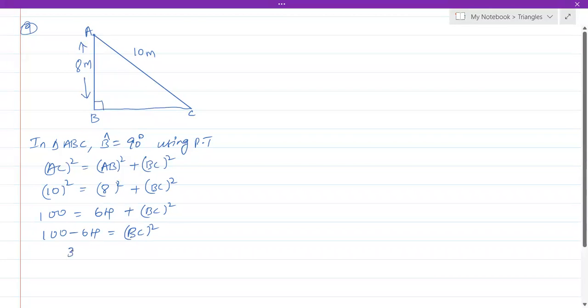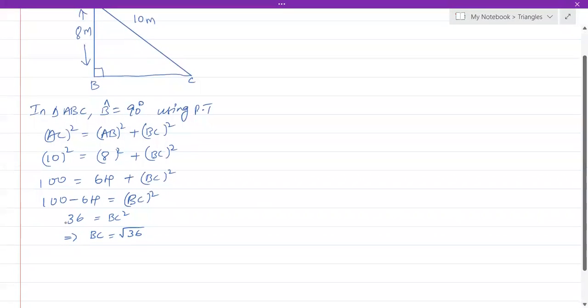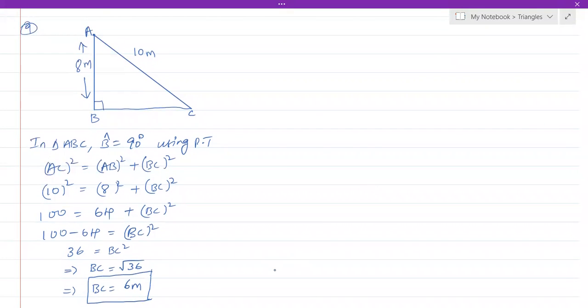So 100 minus 64 is 36 is equal to BC square, which implies BC is square root of 36. Square root of 36 is how much? 6, which implies BC is equal to 6 centimeters. Sorry, 6 meters. Let me write it properly. 6 meters. That is the distance between the wall and the foot of the ladder. Okay. Similarly, let's get into the next question. These are very simple questions, but important for the exam.